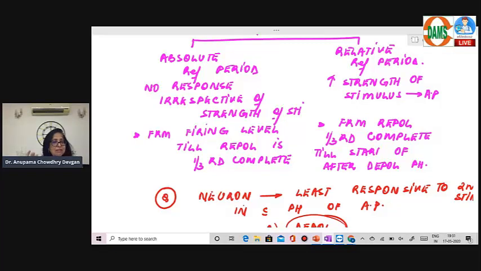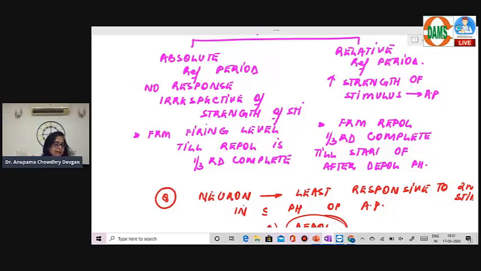Strength of stimulus is simply quantified on the basis of the potential change. If a stimulus is able to change the potential from minus 70 to minus 55, it is threshold. If it is not able to take the potential to minus 55, it is sub-threshold.